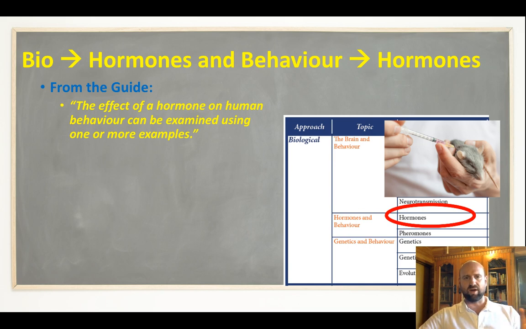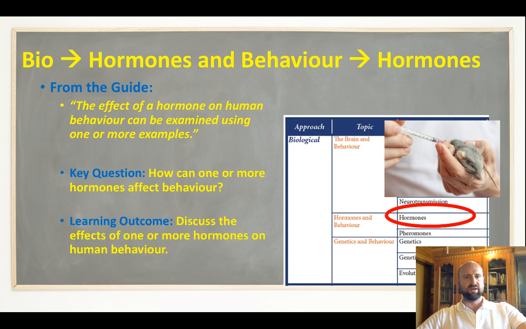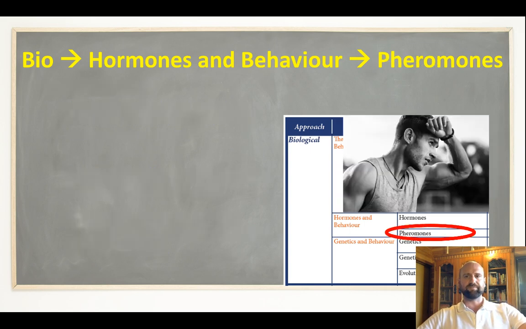But I think that's why we're finding these little short quotes like this that tell us exactly what we need to teach, i.e. learning outcomes, being hidden amongst all this other fluff. So if you go through the guide, you can find them, especially in the biological approach. The other approaches aren't as helpful, I don't think, in doing this. And so really what we're looking at, same as neurotransmitters: how can one or more affect behavior?